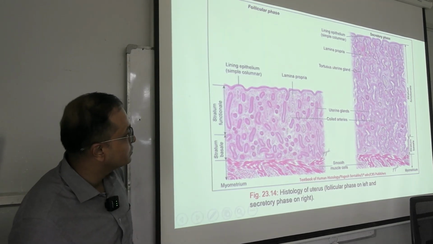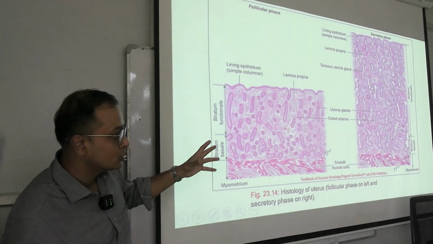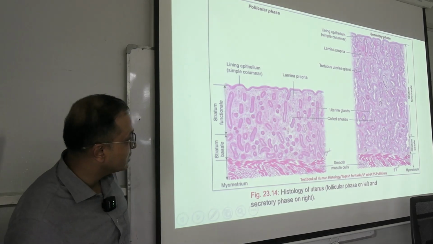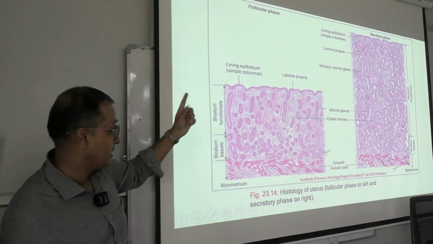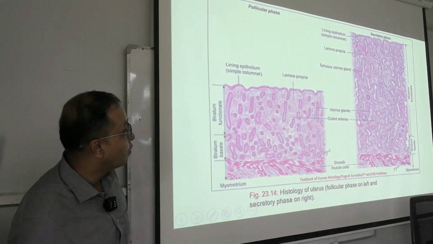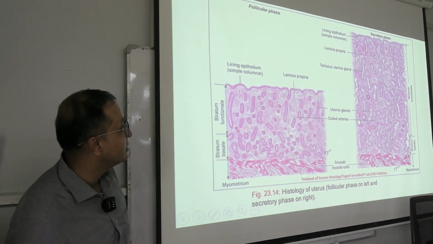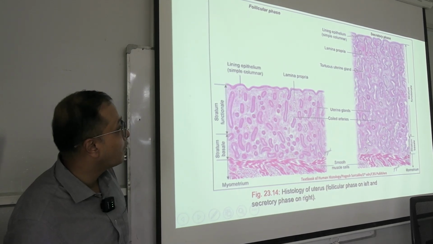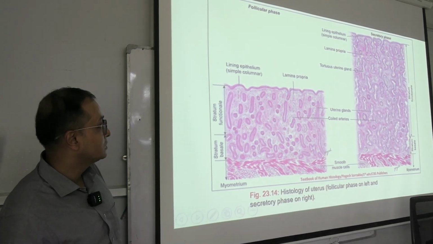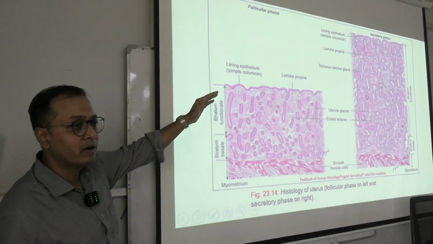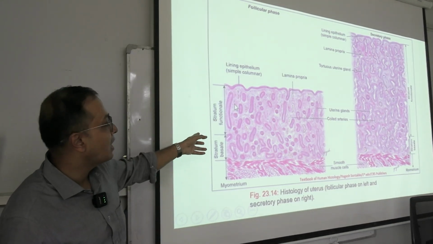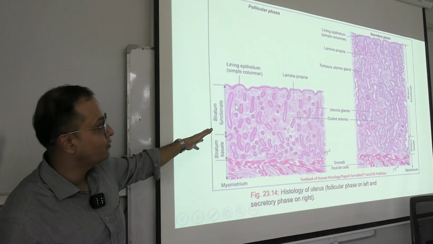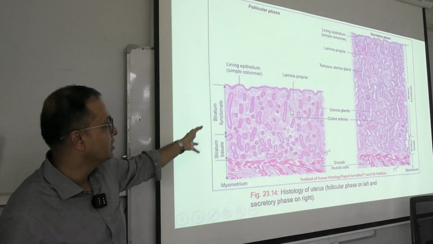The glands which you are seeing here become enlarged, tortuous, voluminous. The blood vessels which were there are becoming large and spiral, and they hold a lot of fluid inside, so there is a lot of space inside. So this is reaching the late proliferative to the secretory phase from the early proliferative or post menstrual phase. This is how these changes occur.